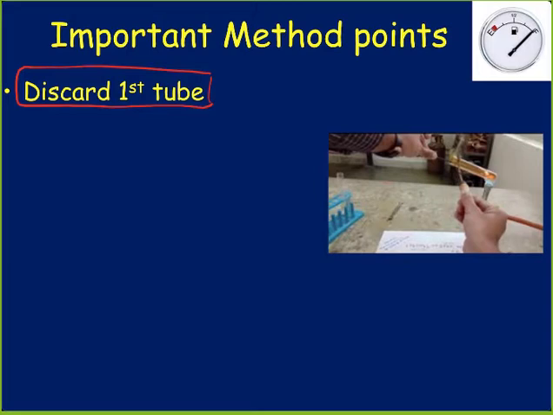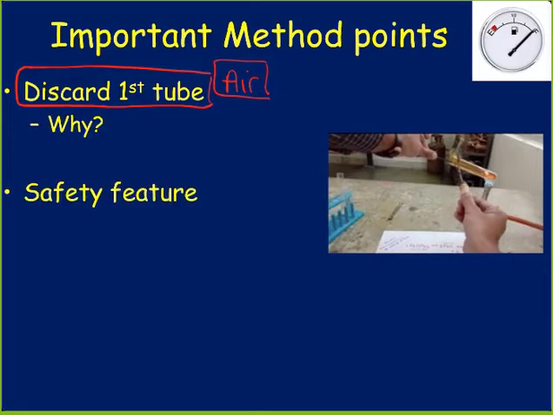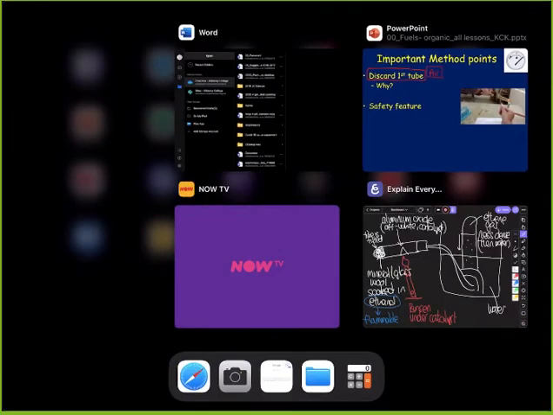What might be in the first tube? If I just start heating, what's inside the tube before I've ever made ethene? Oxygen. Yeah, so air. So there's only air in the first tube. So if you're then testing for your properties, that's not going to be there. Okay, I'm going to change this.